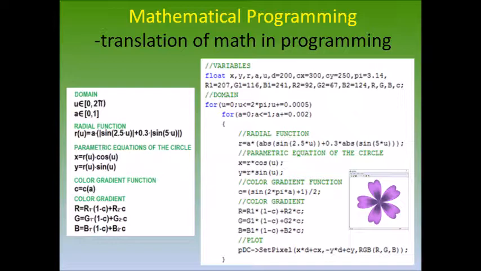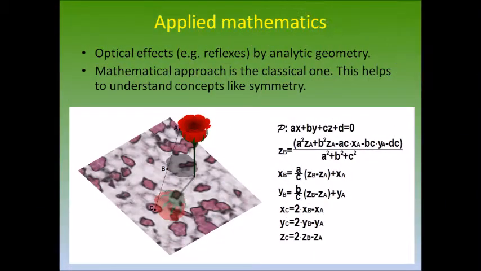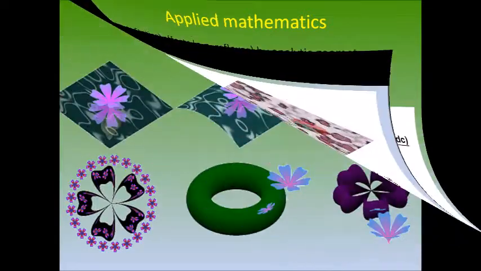Flowers can be reflected using analytic geometry. Effects of illumination can be obtained using vectors or differential geometry. There are many softwares that use these methods, but they are not applied in schools. Children learn just to use these softwares.